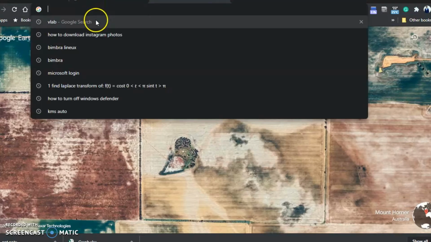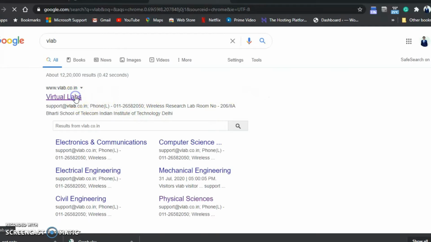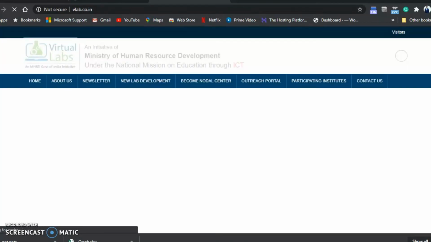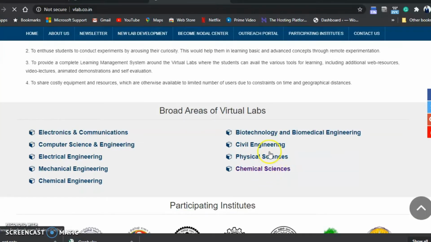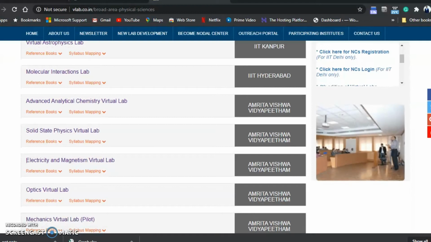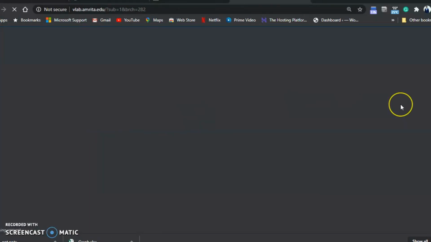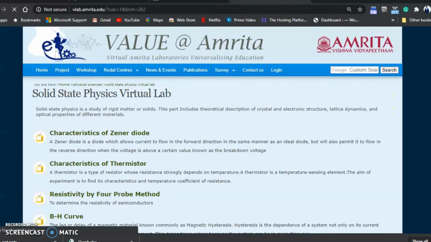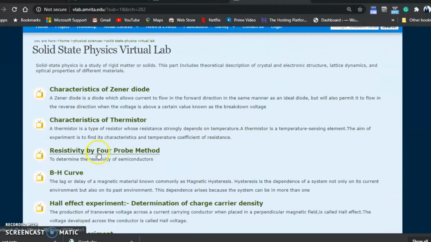First we will go to the browser, search Vlab. Then we will go to the virtual lab and select physical sciences. As you can see, there are lots of labs available, but right now we are focusing on the solid state physics virtual lab. This is a virtual lab of Amrita VishwaVidyapeetham. So the experiment which we are going to perform is resistivity by 4 probe method.